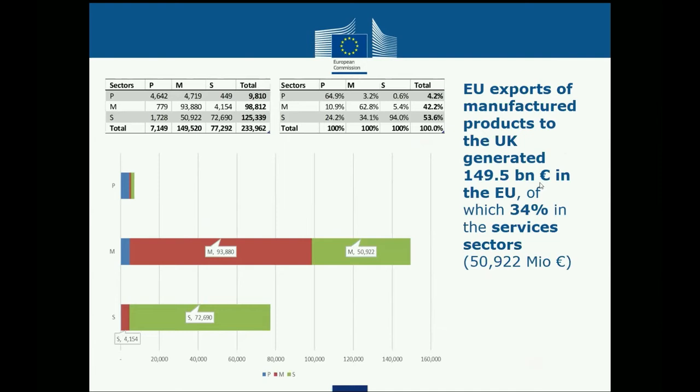In this light, we can answer the following questions. How much of the value added retained or embodied in the EU exports of manufacturing goods to the UK is generated in services activities? As you can see in the green middle block of this chart, it is 34% or almost 51 billion euro, which is a bit more than 1 out of 3 euro of EU exports of manufactured goods to the UK. These are services incorporated into the goods exported.